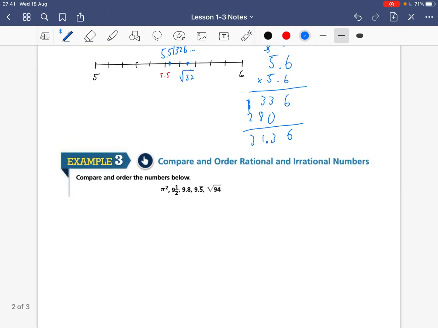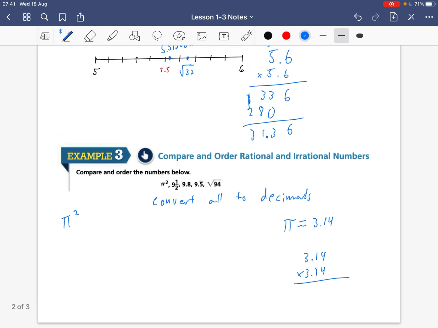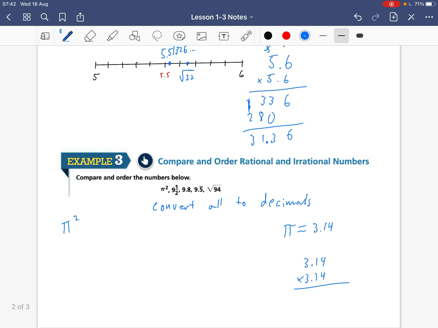All right, let's go ahead and compare and order the rational numbers and irrational numbers. So to do this, we need to convert all to decimals. All right, so we need to convert these all to decimals. So pi squared. Pi is approximately equal to 3.14. So pi squared would be 3.14 times 3.14. Okay, so we'll multiply that together.